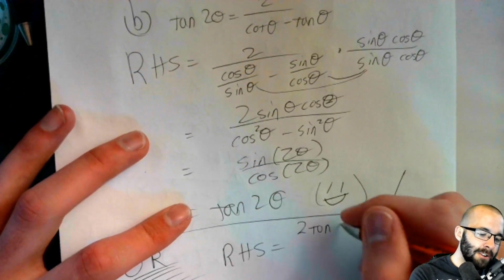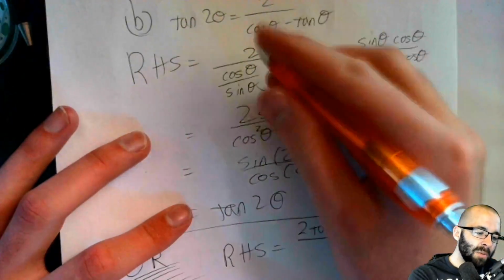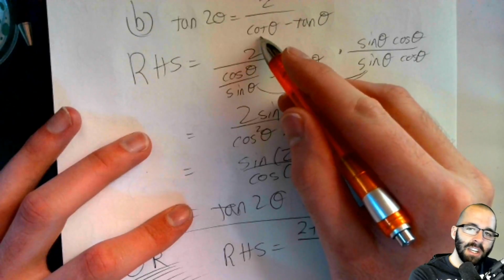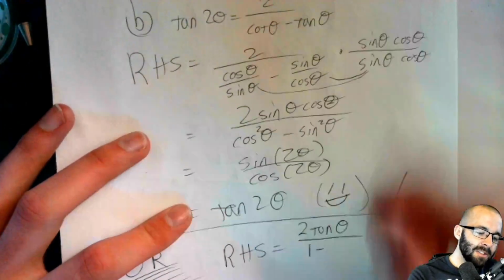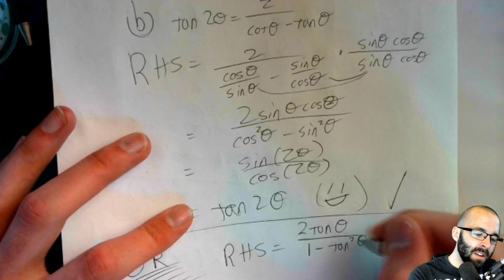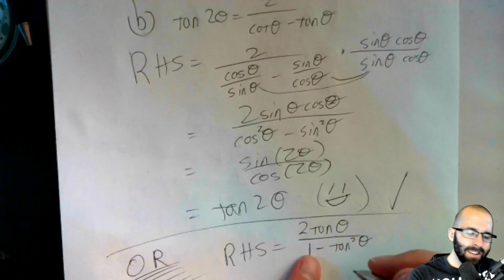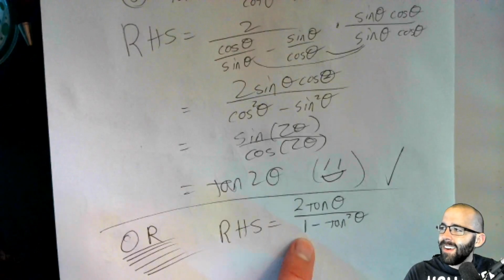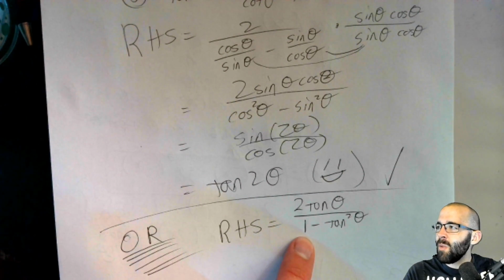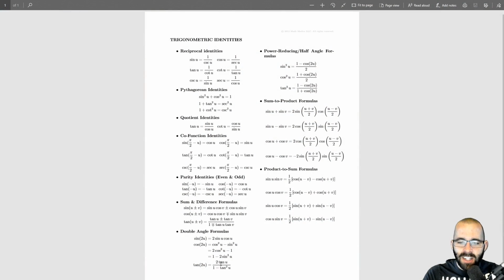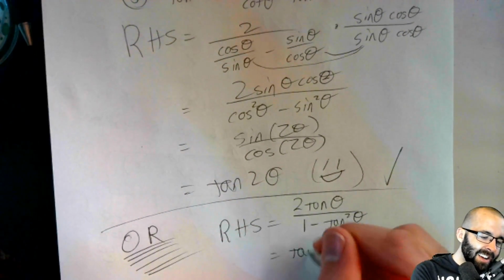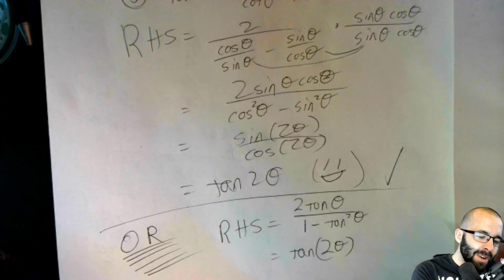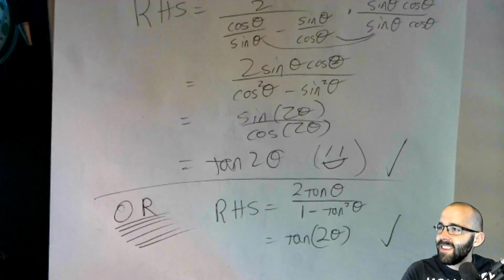The top, we would have gotten 2 tangent of theta. The bottom, when we multiply, tangent times cotangent, they're reciprocals. It's just 1. Minus tangent times tangent is tangent squared. And oh my goodness, 2 tangent of theta divided by 1 minus tangent squared of theta. That's right here. Oh, that's already done. This is the easiest problem in the world. Jason, when are we going to get some hard trig problems?